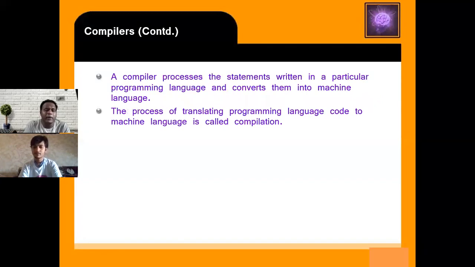So what is the work of a compiler? A compiler processes the statements written in a particular language and converts them into machine language, which the computer can understand, meaning the 0s and 1s. The process of translating programming language code into machine language code is called compilation. That process is called the compilation process.